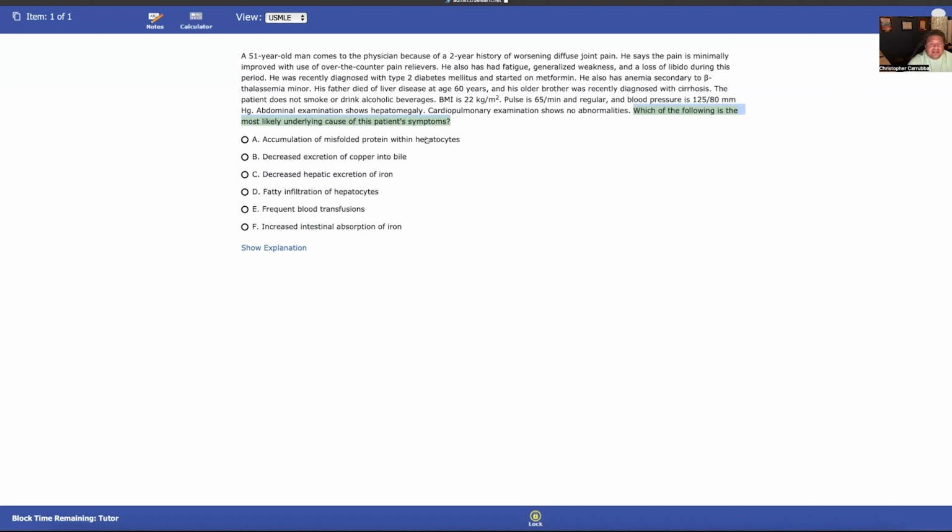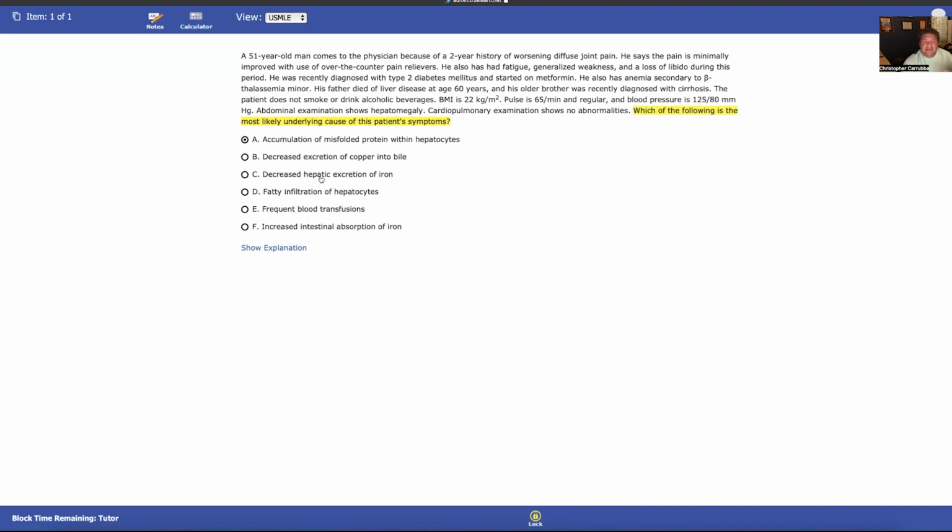And then I like to look at each answer choice and try to convert that over to the disease that it may be. Now, for those of you that are following along and want to try this yourself, you can go ahead and pause this right now. Otherwise, we can hop in and start thinking about what each one might be. So rather than seeing accumulation of misfolded protein within hepatocytes, I can convert this to alpha-1 antitrypsin deficiency. Answer choice B becomes Wilson's disease.